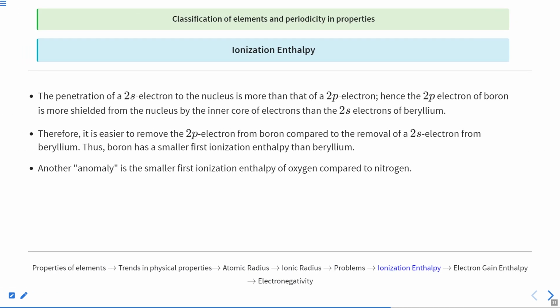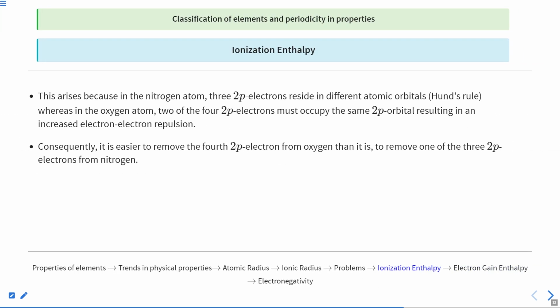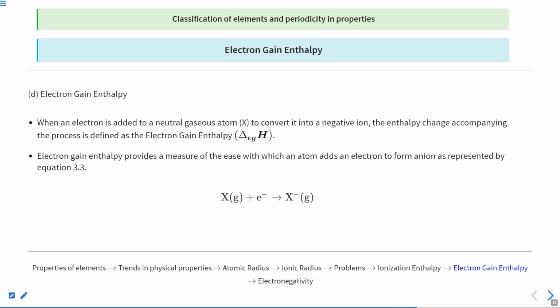So if it has a smaller ionization enthalpy, it means it should have a greater size, but instead oxygen has a smaller size, although it has a smaller ionization enthalpy. The reason is the stability of the half-filled orbitals. In case of nitrogen, we have a half-filled orbital or maximum exchange energy, due to which it is difficult to remove an electron from the nitrogen, whereas in case of oxygen, as you remove an electron, that would result in a symmetrically filled orbital subshell, and hence stability is increased.